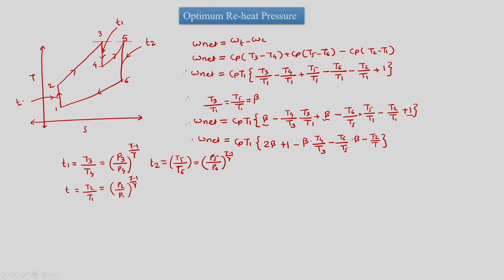Using this we can do one more calculation. We can say T1 into T2 will be (P3 by P4) bracket raised to gamma minus 1 upon gamma into (P5 by P6) bracket raised to gamma minus 1 upon gamma. But pressure 4 and pressure 5 are same, so we have (P3 by P6) bracket raised to gamma minus 1 upon gamma.